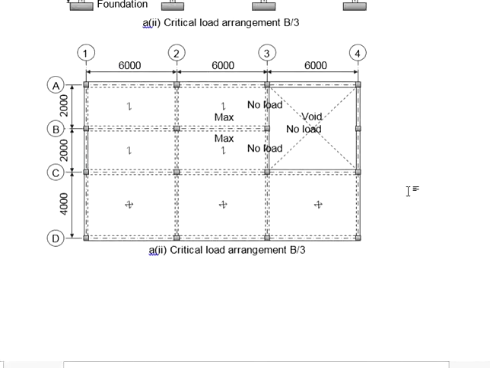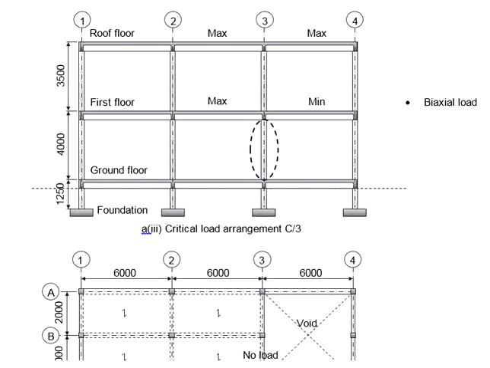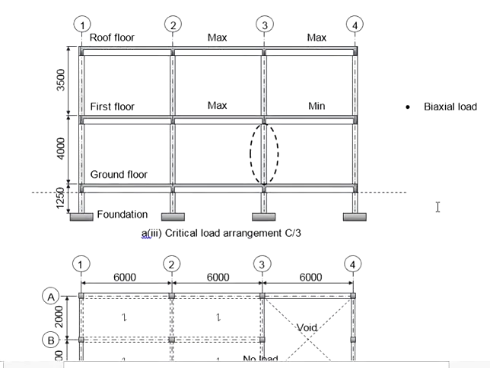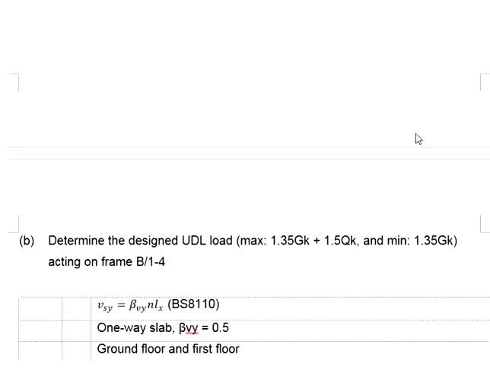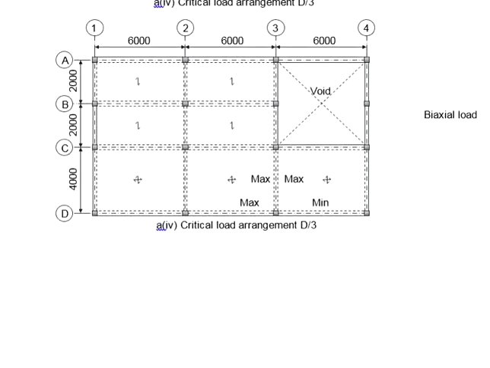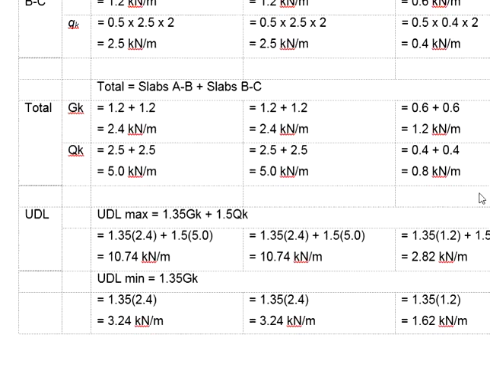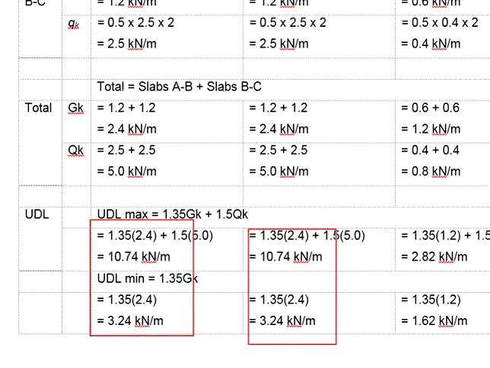A column may be subjected to uni-axial load and also biaxial load. The bending moment can be acting in the major axis or the minor axis. We will have to analyze the columns separately in order to determine that. Next, we have discussed about the maximum and the minimum UDL loads acting onto the structures. The calculated UDL loads for the ground floor, first floor, and the roof floors are obtained here.